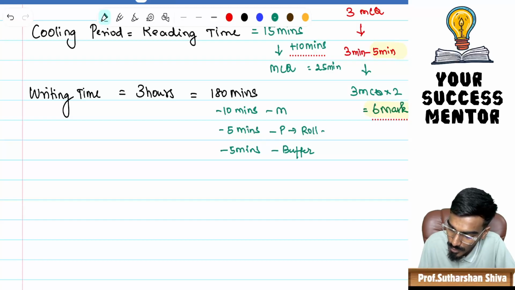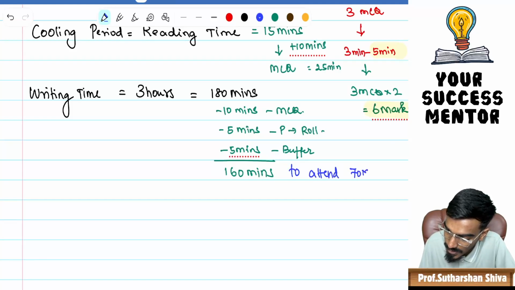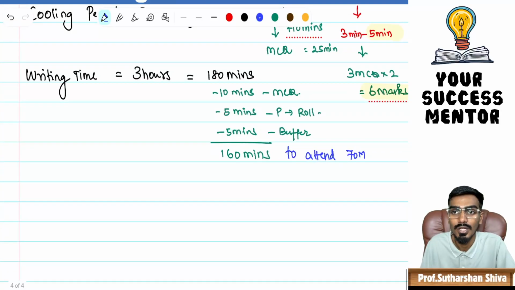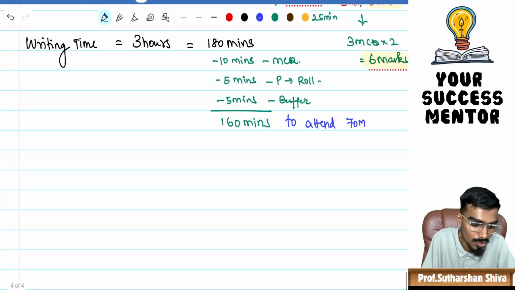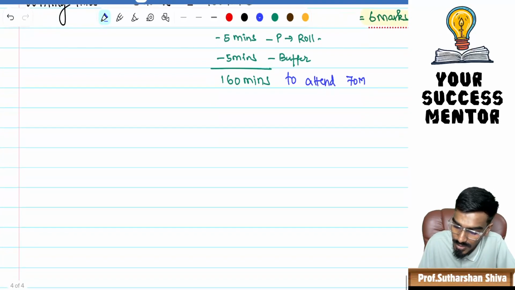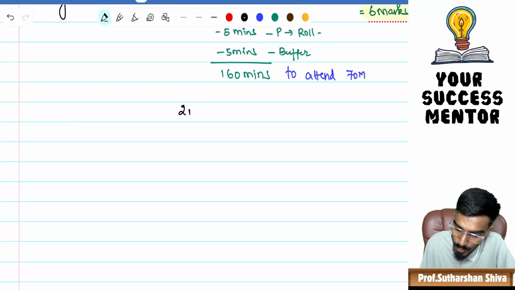This is for MCQ. So eventually you will get 160 minutes to attend. I am not asking you to attend the entire 70. I am saying to attend 70 marks. To attend 70 marks, I want you to do it in 160 minutes. So 160 divided by 70 eventually comes to 2.2 minutes for 1 mark.